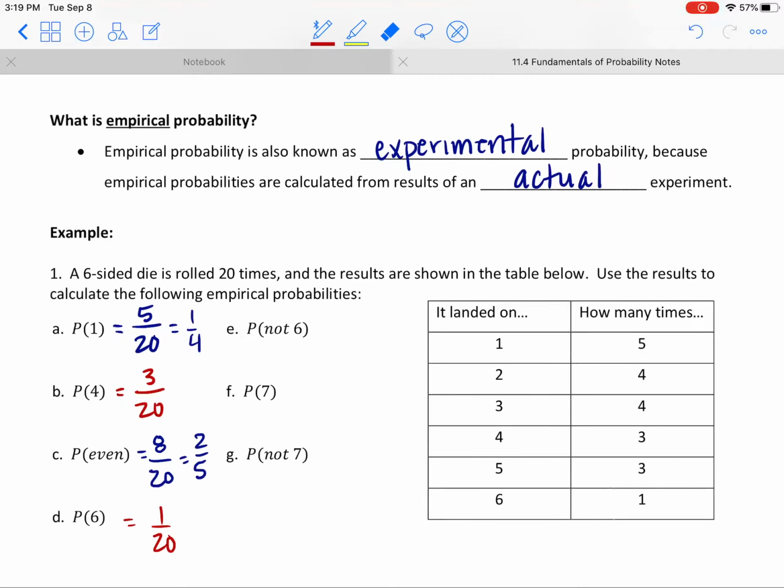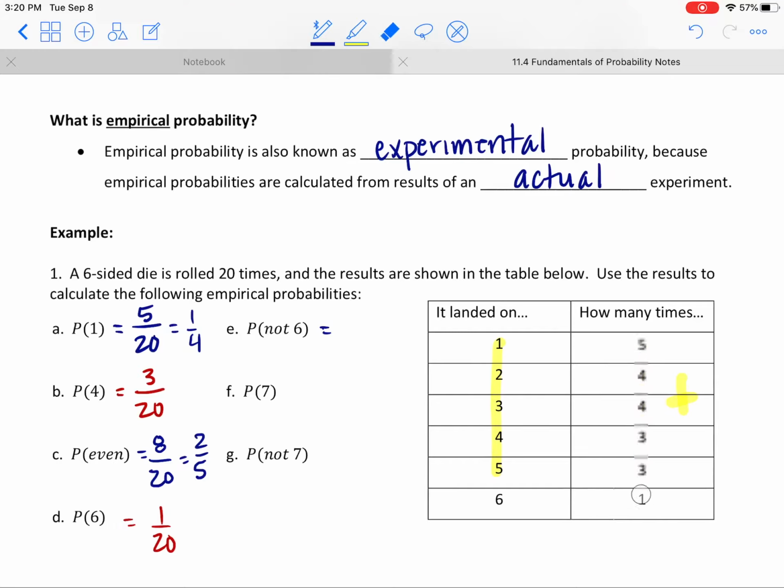So letter E here is not a 6. Okay, not a 6 is the rest of these times, and we can go about calculating this 2 different ways. Not a 6 would be all these, right? Everything from 1 to 5 is not a 6. So I could add all that stuff together, or if 1 out of 20 times I did roll a 6, what happens the other 19 out of 20 times? I'm not rolling a 6, okay?